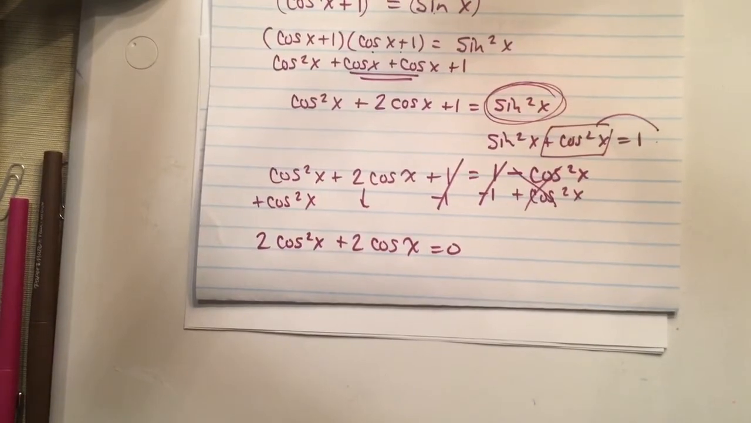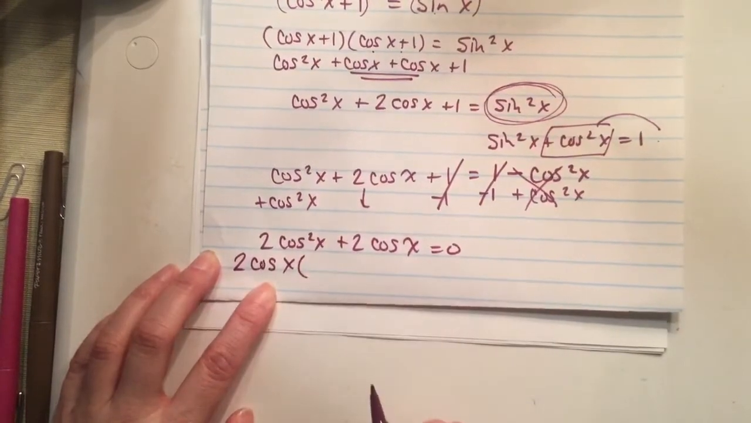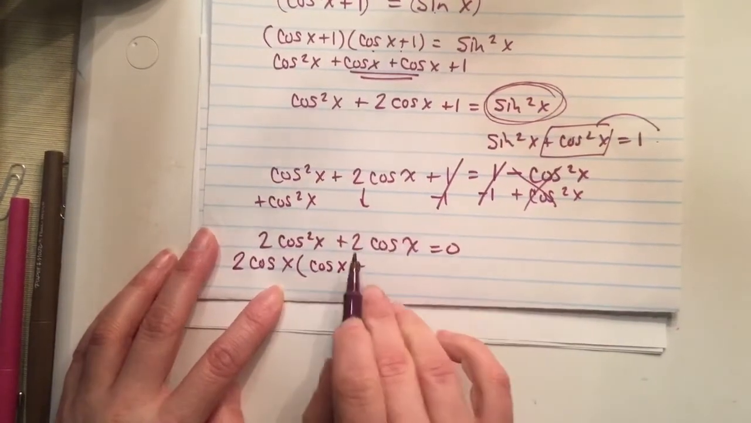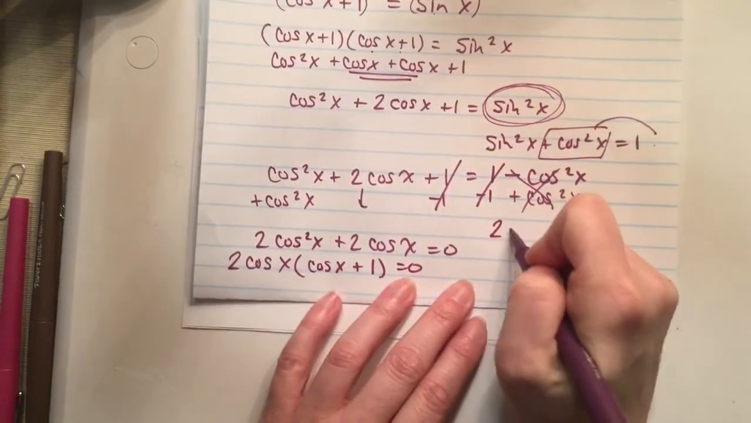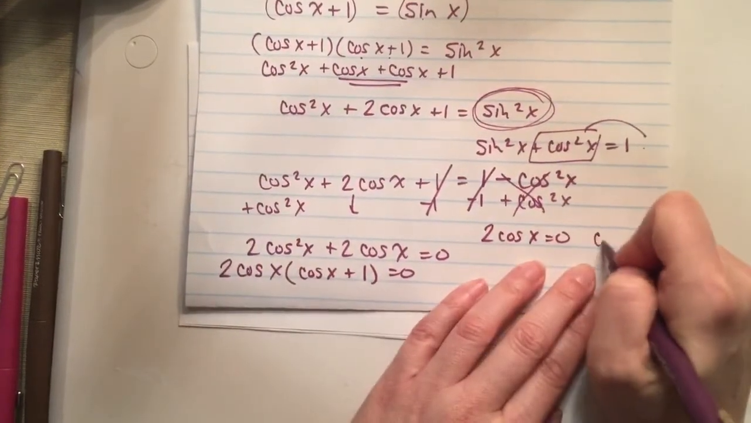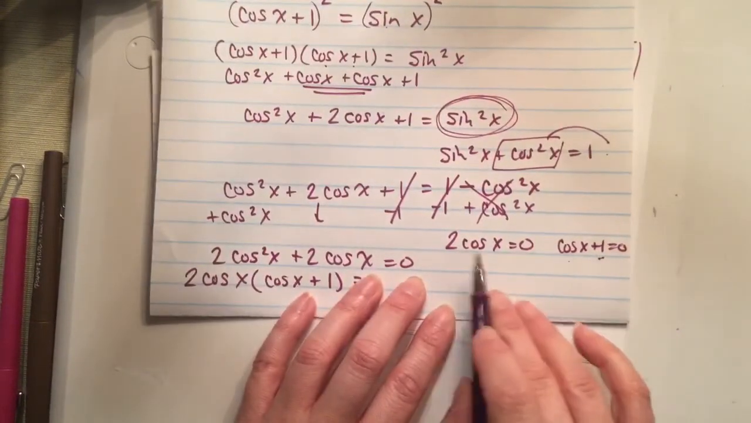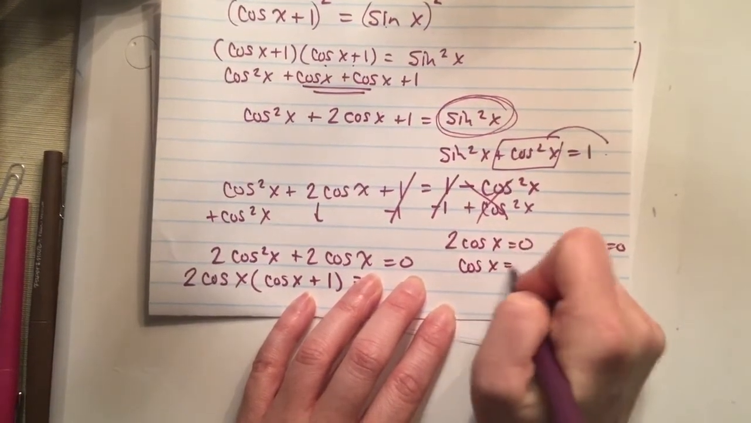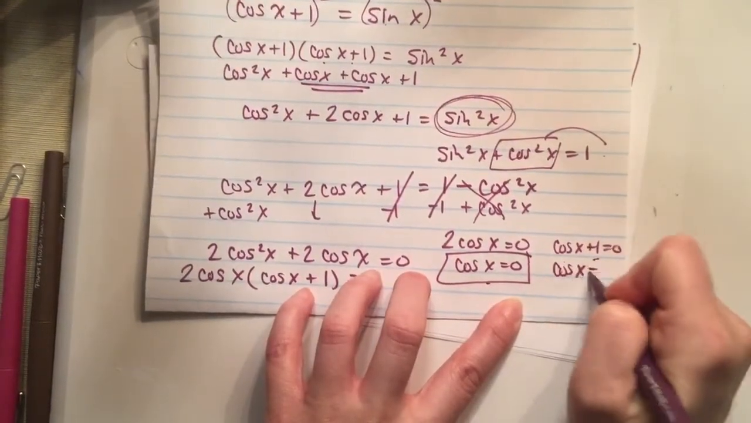I can factor this. What I can do here is take out the greatest common factor. I can take out a 2 and a cosine of x. If I take that out, this had 2 cosines, so I'd still have 1 cosine left. 2 cosine of x divided by 2 cosine of x equals 1. Now you take each factor. Whatever I divided out, which was 2 cosine of x, you set equal to 0. What you have left, cosine of x plus 1, you set equal to 0. Now I need to solve for the cosine. If I divide by 2, 0 divided by 2 is 0. I can go to the unit circle with that. Minus 1, so the cosine of x equals negative 1.